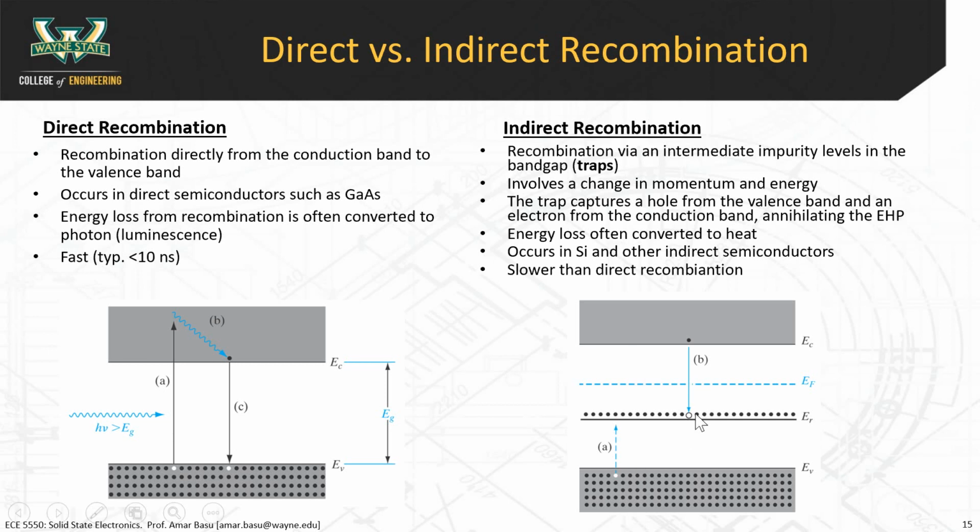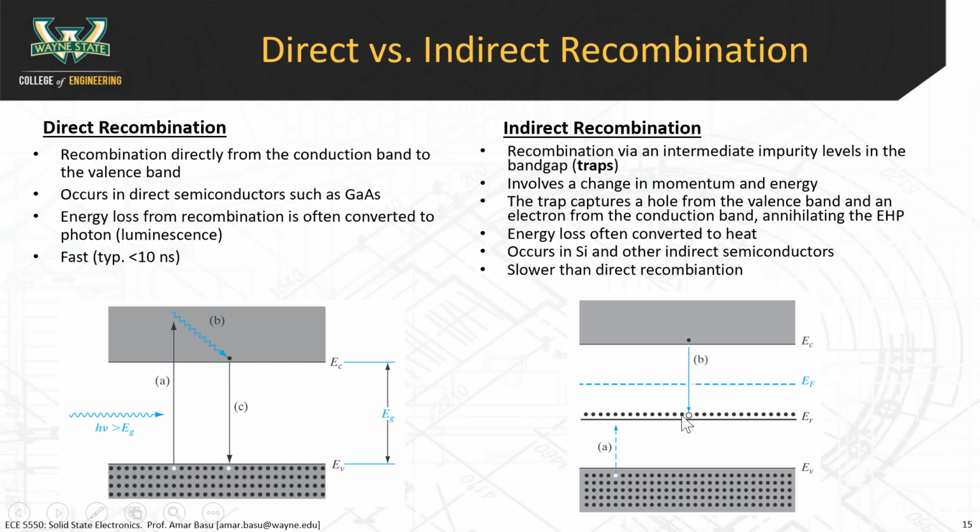So the electron can't transition momentum and energy at the same time, so it does it in a two-step process. In a basic energy band diagram, this is how it's represented. The electron goes from the conduction band down into an impurity state, a dopant level state. I'll go over this in a second.